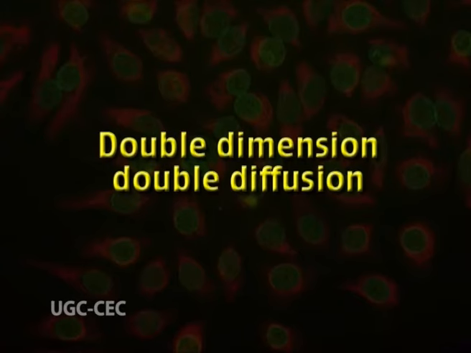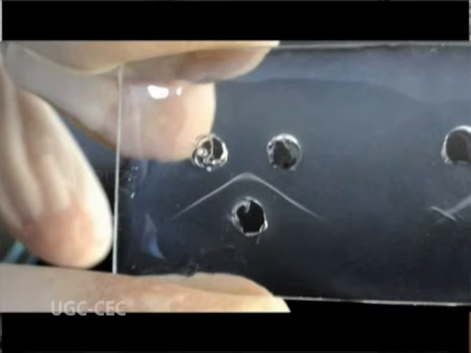Double dimension double diffusion. This technique was given by Ouchterlony and is also performed on slide. Plain agar is layered on a glass slide. Wells are cut in the agar. Antigens and antibodies are put in separate wells. They diffuse towards each other, which leads to the immune complex formation and the appearance of a precipitation line.